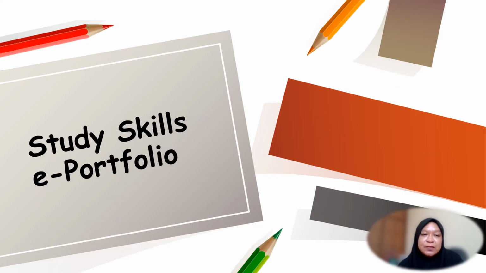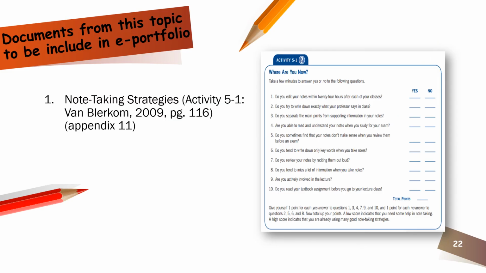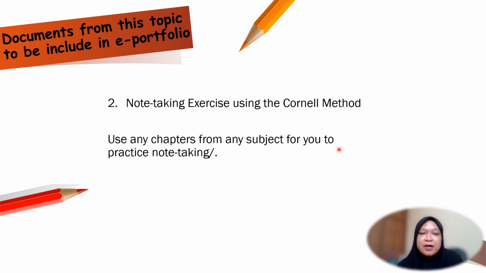For the study skills e-portfolio from this topic, we have one here, from Appendix 11. You can find Appendix 11, try to answer the questions, and then calculate your score. The second one is a note-taking exercise using the corner method, where you try to do the corner method, dividing the page into the three parts we discussed.